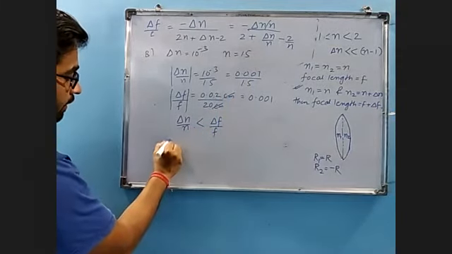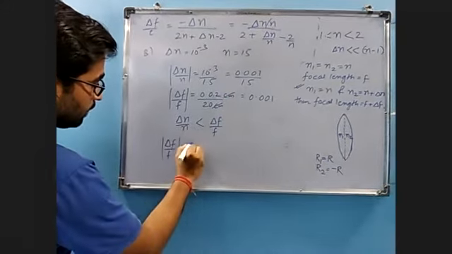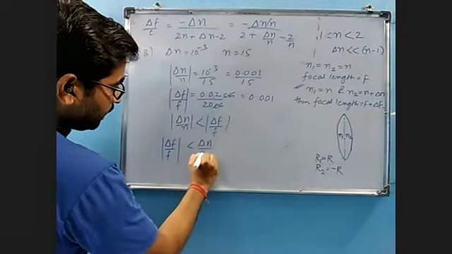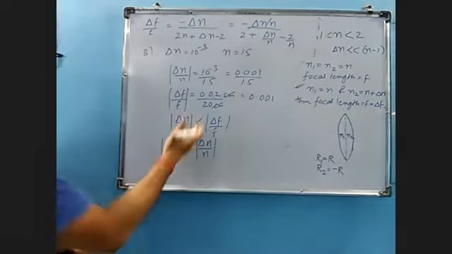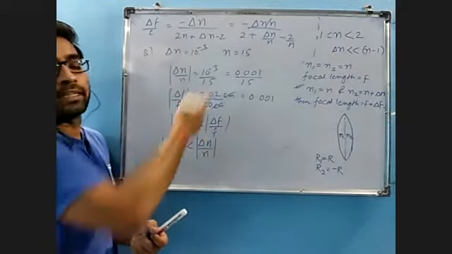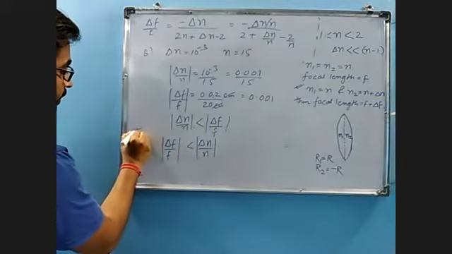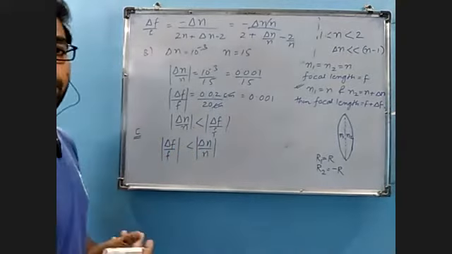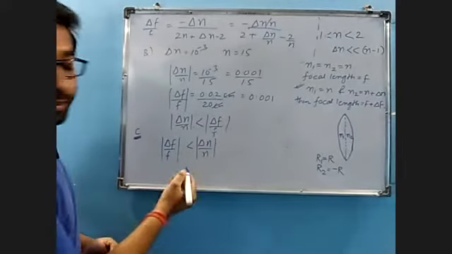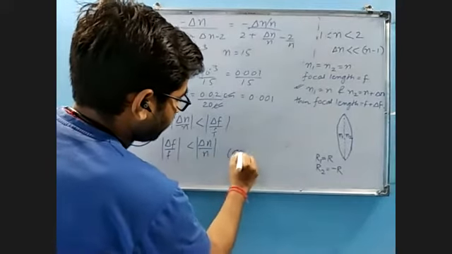But in the option it is modulus of delta f by f less than delta n by n, which is obviously contradicting the data given in this question. That obviously means this option is wrong. If you look at option B very carefully, this already accounts for option C to be incorrect. So option C is incorrect.